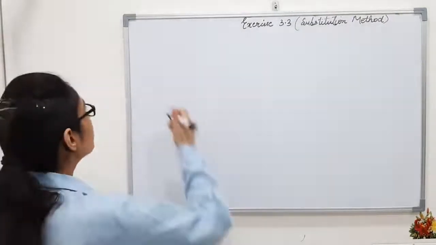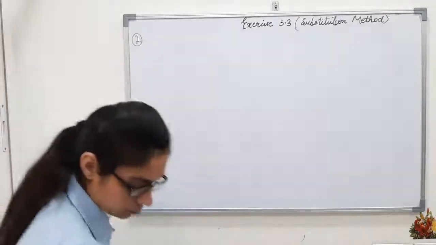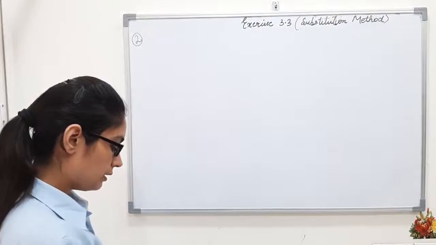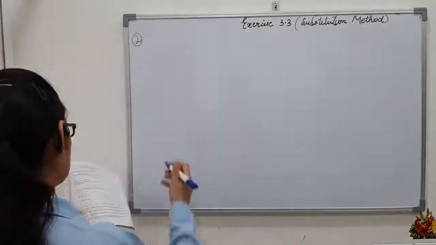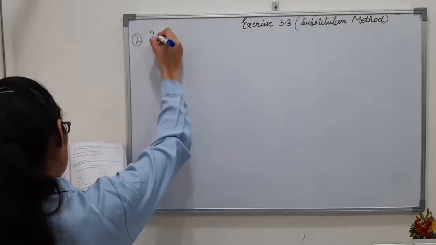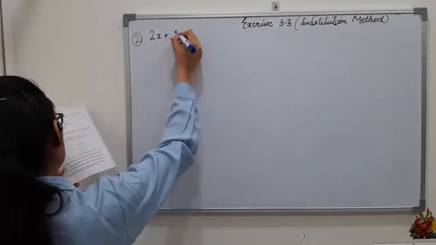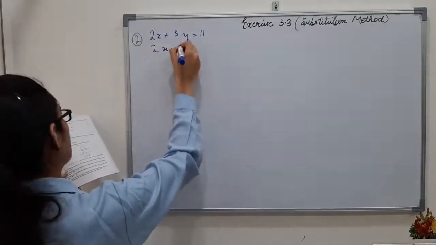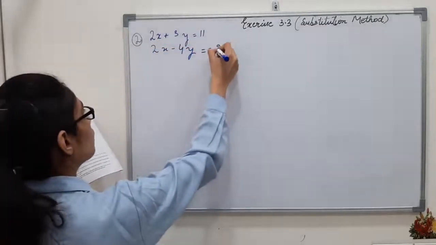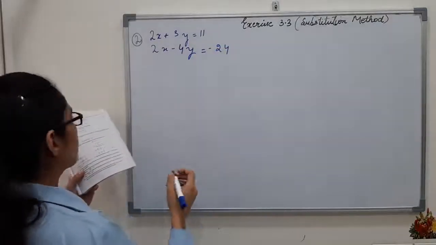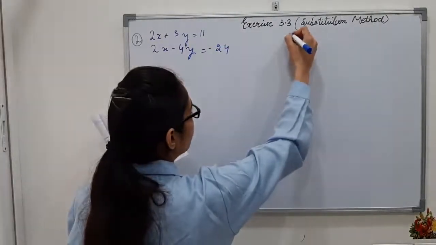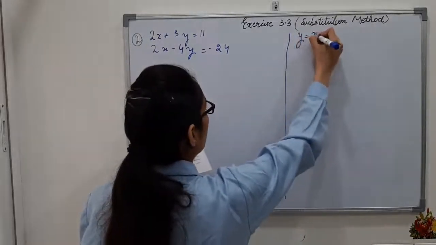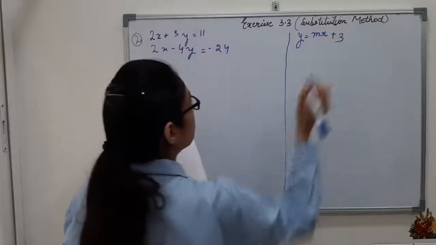Now let's do second sum. Second sum is again very much similar. Only one thing extra they have given. First of all, they have given you 2 equations in the same way as given in the first question. And in addition to this, they have given you one more equation. Y is equals to mx plus 3.